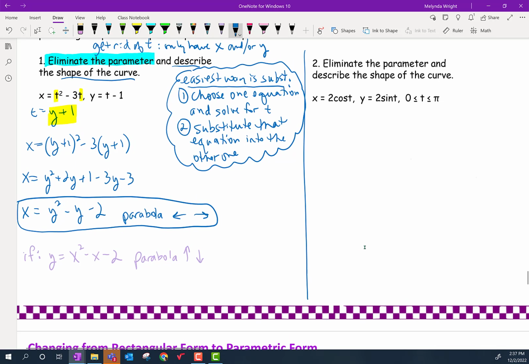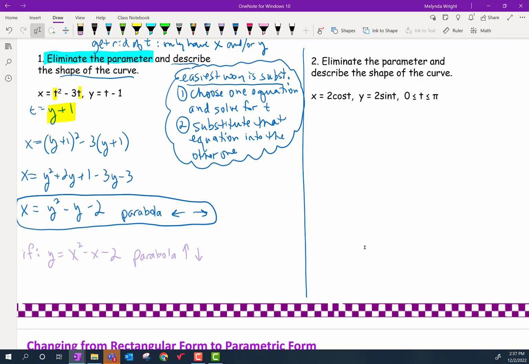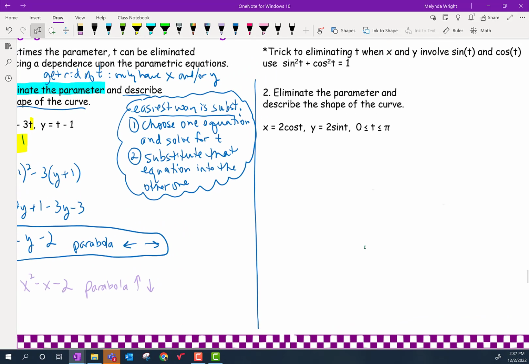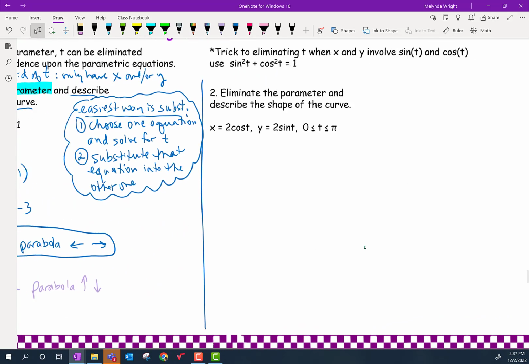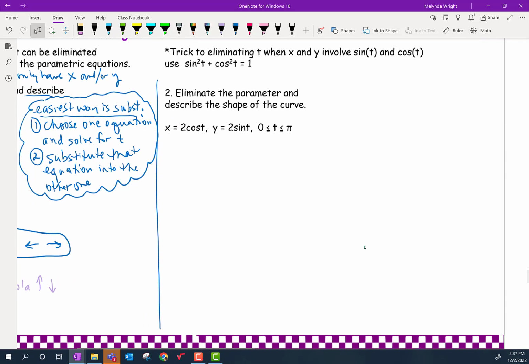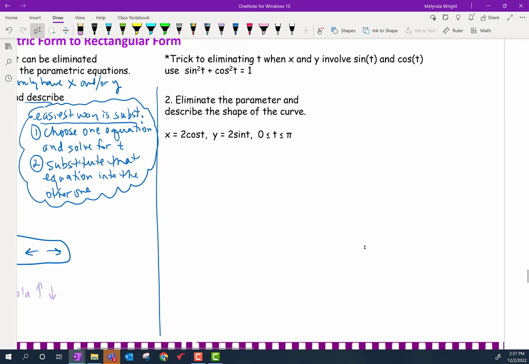So this next one is eliminating the parameter as well, but it has trig. So this has got different rules. First off, let's remind, we have this fun thing. Y'all remember this? Sine squared plus cosine squared is 1. Yes, it's not going away. It's never going away. So what we do with this kind is we utilize that concept, and I'm going to show you how we do that.